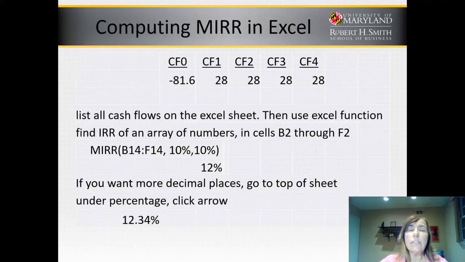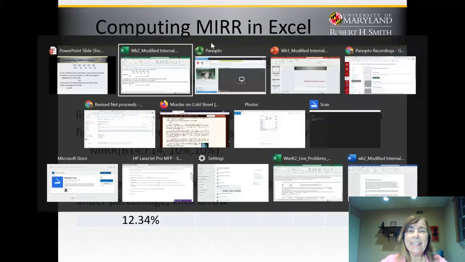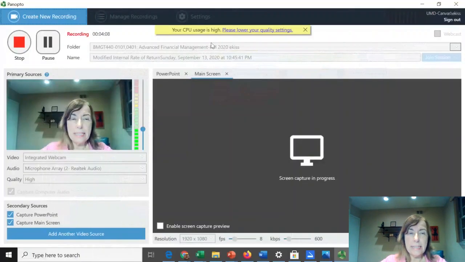The last slide just shows you what I did in Excel. So now you know how to calculate the modified internal rate of return using Excel. It's easier than the financial calculator.